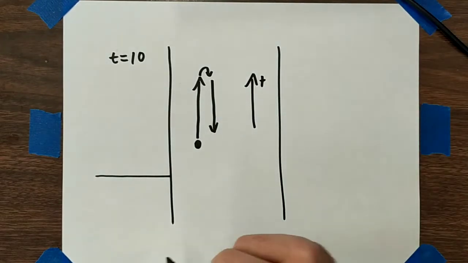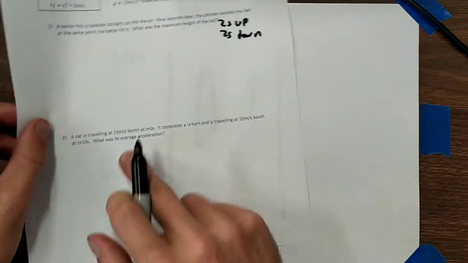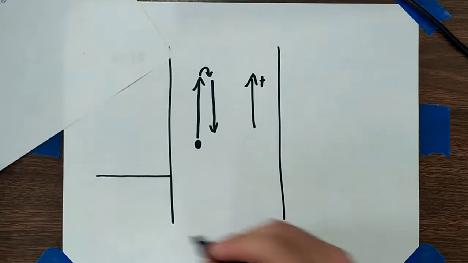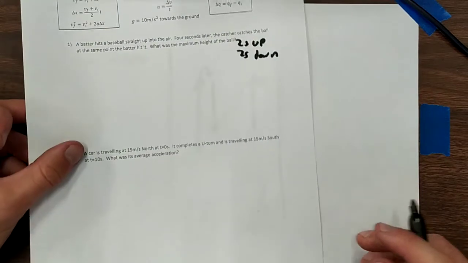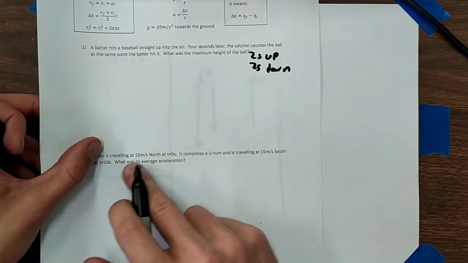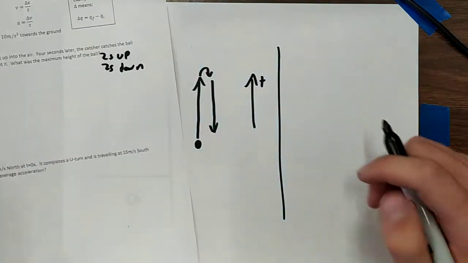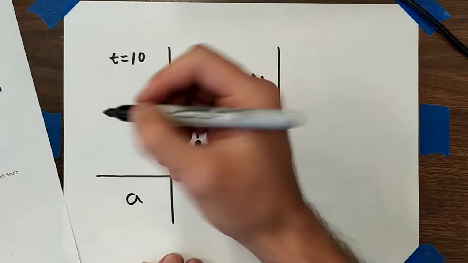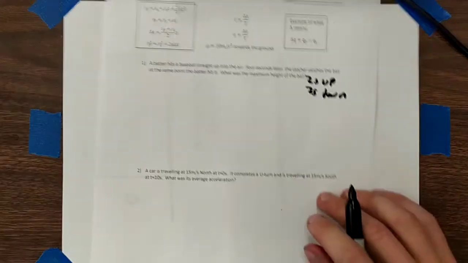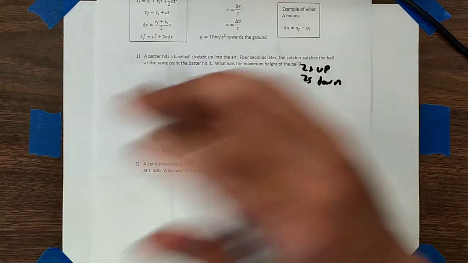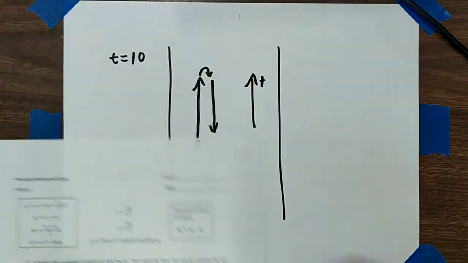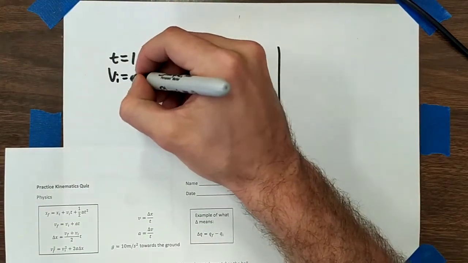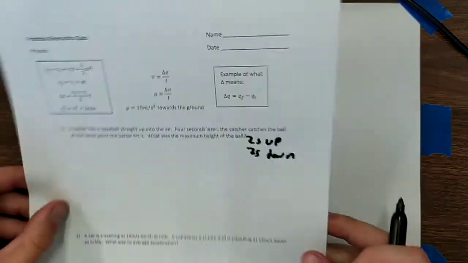All right. Then I'm going to write down what I know. Actually, what am I looking for? It's asking for its average acceleration, so I'm looking for A. Then I'll write down what I know. Traveling at 15 meters per second north at t equals 0. So that means when I start the stopwatch, it's going 15 meters per second north. That's a velocity. I know it's a velocity because meters per second is the unit for velocity. So VI equals 15.